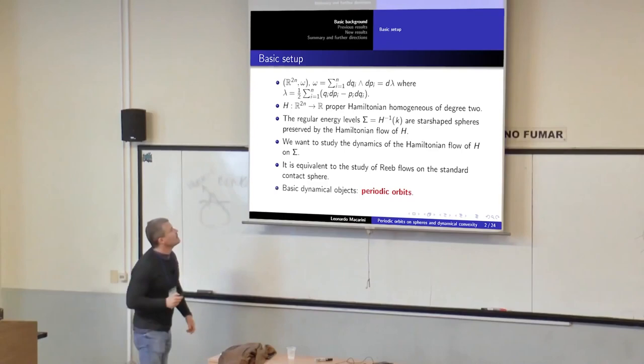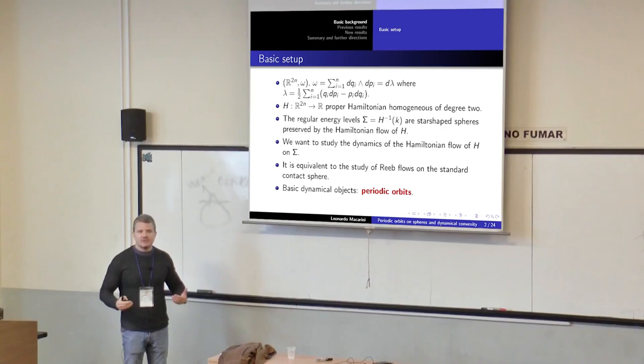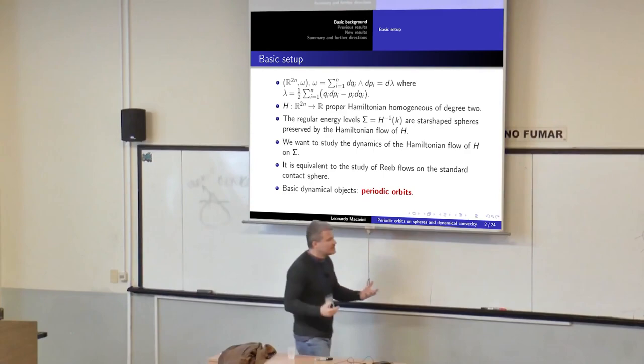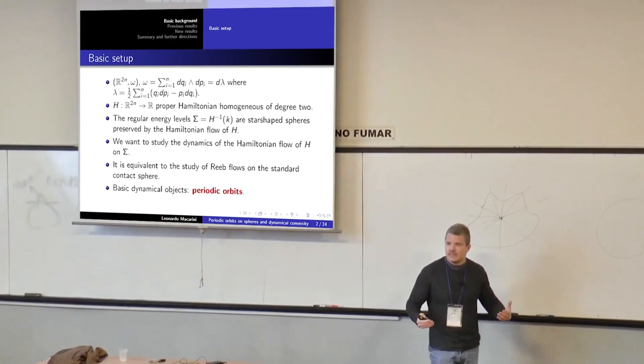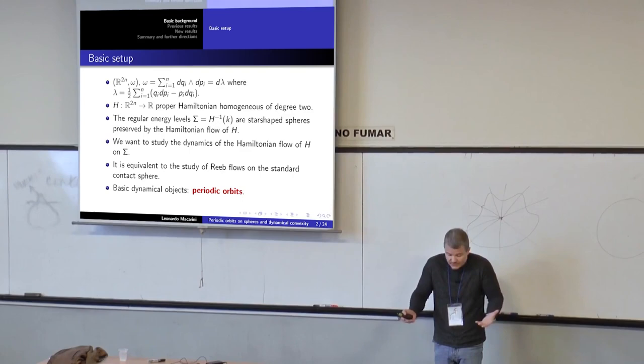We want to study the dynamics of these Reeb flows, of the Hamiltonian flows on sigma. And if you want to study the dynamics, well, of course, since the energy level is regular, you don't have singularities. So the most basic dynamic objects are the periodic orbits. So the first thing you want to look for are the periodic orbits.